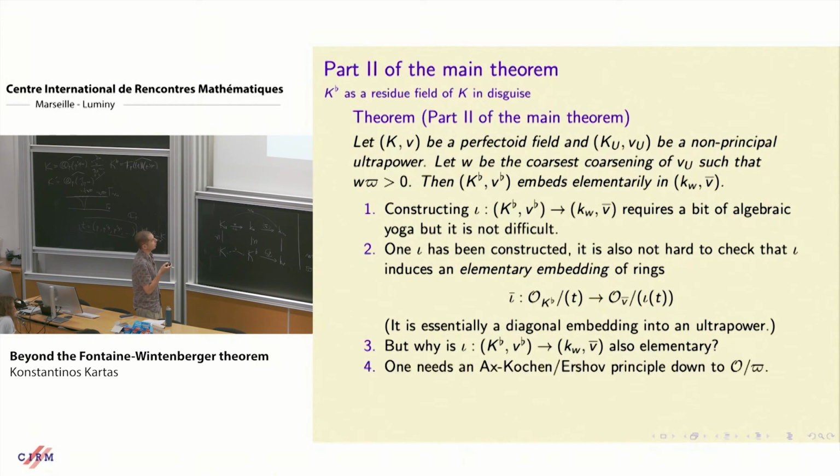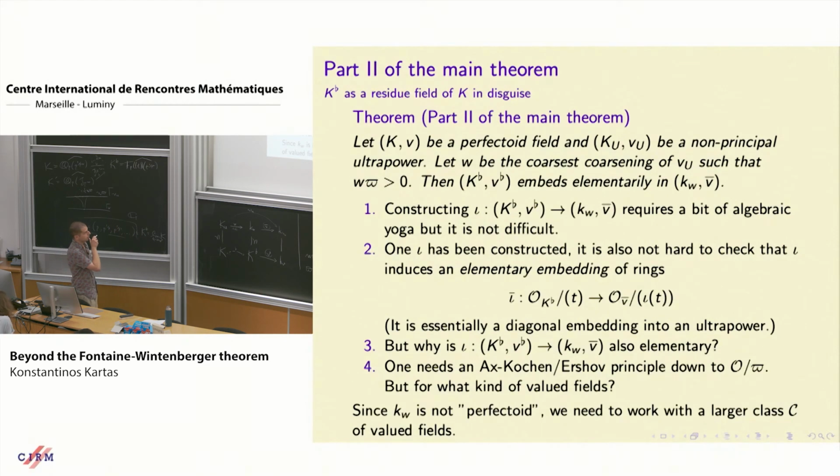One would need to know an Ax-Kochen-Ershov principle for certain valued fields down to truncated valuation rings. But the question is, for what kind of valued fields? Here we need to be a bit flexible. KW is not quite a perfectoid field. So we need to work with a larger class of valued fields that includes perfectoid fields. But this better be also an elementary class. So I will present this class.